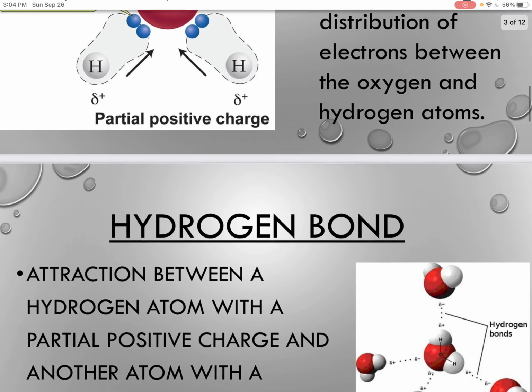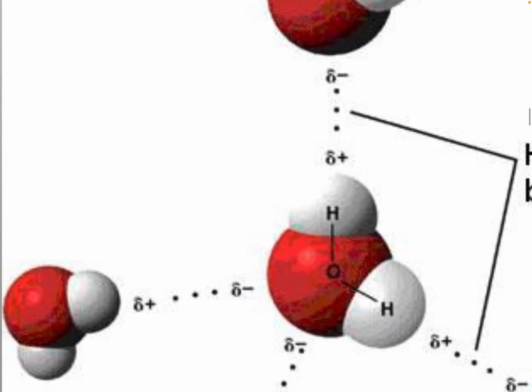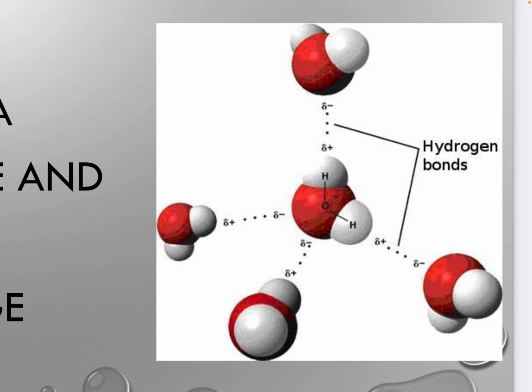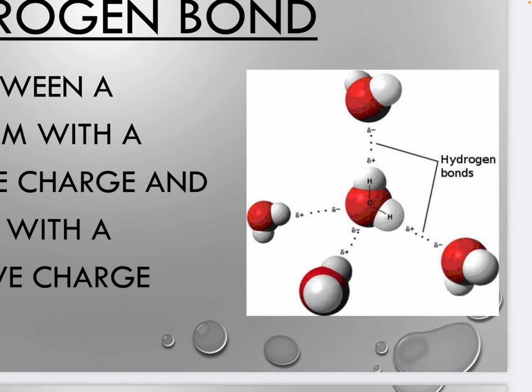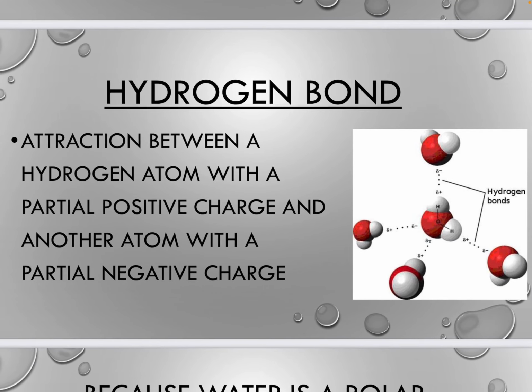Now that has some important ramifications. The positive hydrogen will attract the negative oxygen of a nearby water molecule. And that attraction is held together by what we call hydrogen bonds. And one water molecule can bind to 4 other water molecules this way. So it's a pretty interesting and special type of bond because it gives water some certain properties that we'll look at in just a minute.